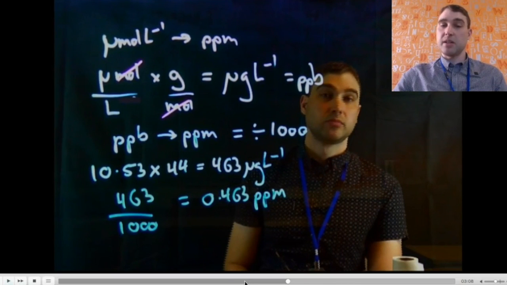It's very handy when you're answering these questions to work with units to start with to see if you can get the units into what you want. Part per million is what we wanted to end up with. We did that by converting to parts per billion by multiplying by the molar mass up here.